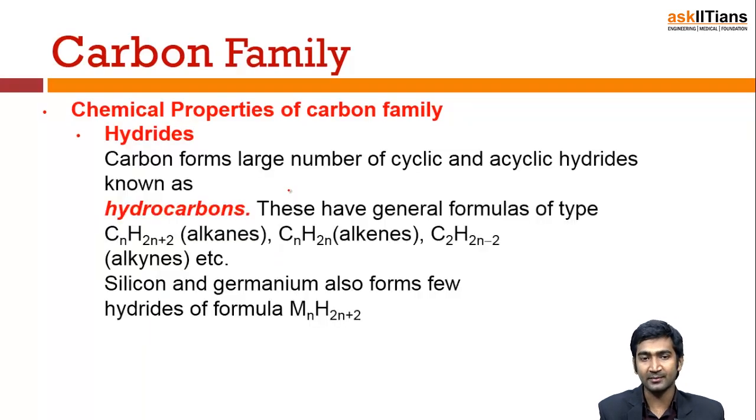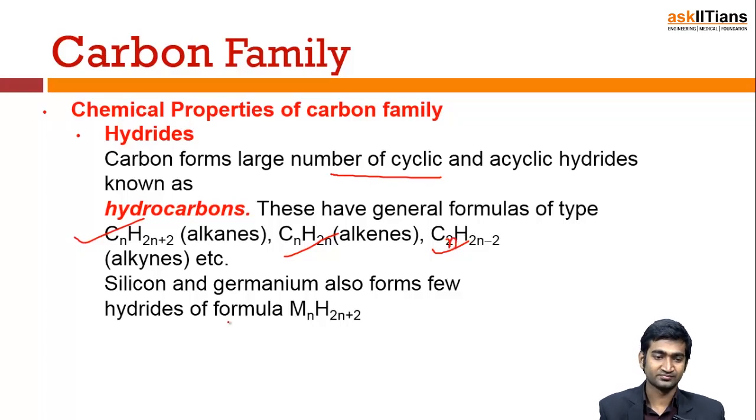Now, if I talk about the chemical properties, then again hydrides come. So carbon forms cyclic and acyclic hydrides, we all know, right? They are known as hydrocarbons. There can be alkanes, alkenes and alkynes. The general formulas are CnH2n+2, CnH2n and CnH2n-2. Here it should be n.